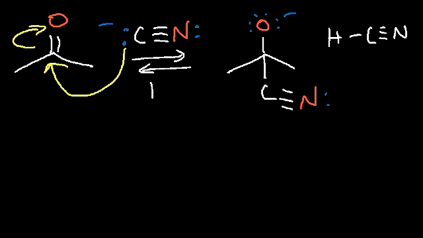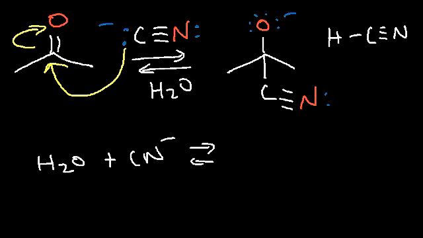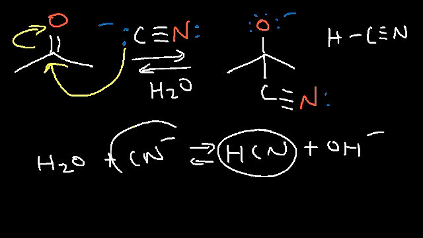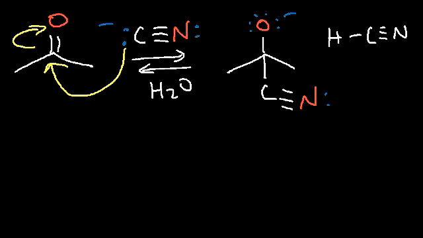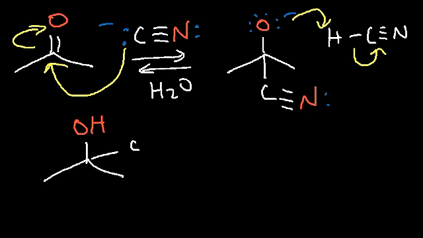By the way, if this is in water, water can react with CN minus to produce HCN. So these two are in equilibrium with each other, just so you know. So this oxygen can grab a hydrogen from hydrocyanic acid, regenerating cyanide. And so now we have a product that's called the cyanohydrin, which looks like this.